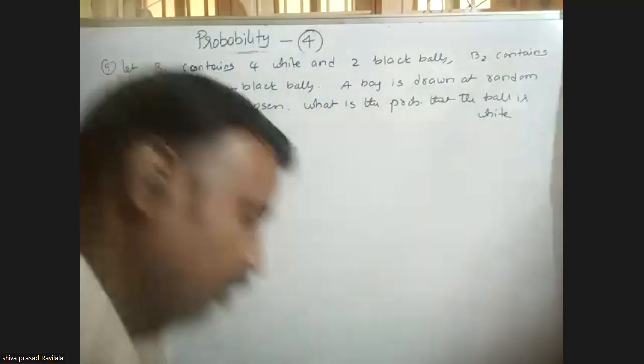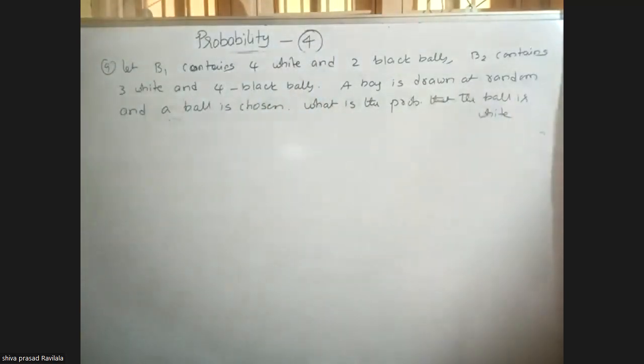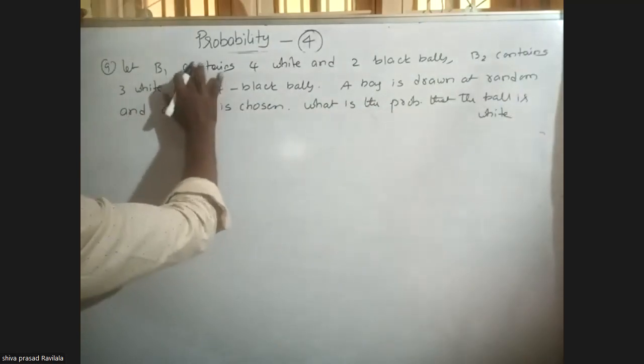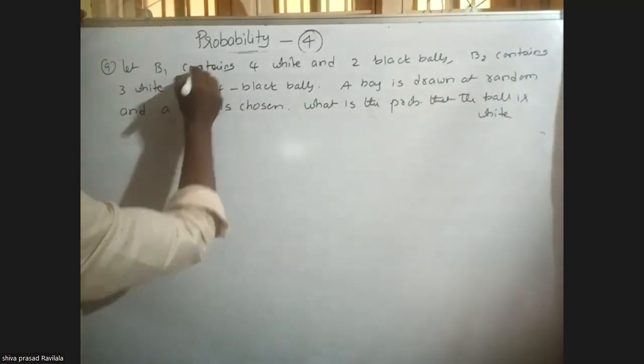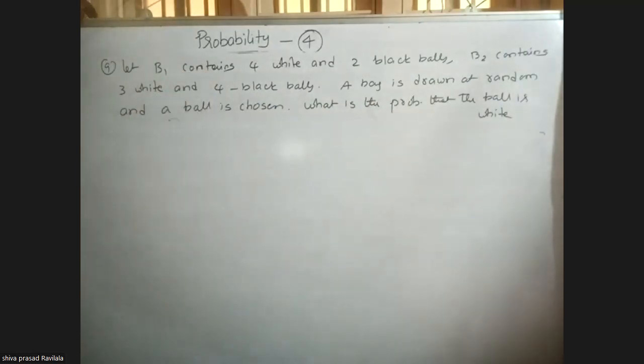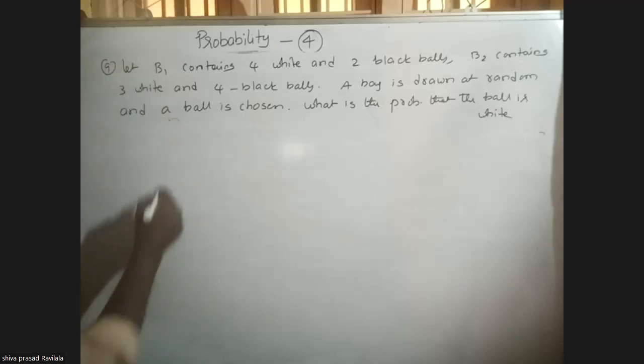Anybody? Observe the condition. Try to read the condition once again. Bag B1 contains 4 white balls and 2 black balls. Second bag B2 contains 3 white and 4 black balls. A bag is drawn randomly and a ball is chosen, what is the probability that the ball is white? There are two bags in this, different kinds of balls are there.